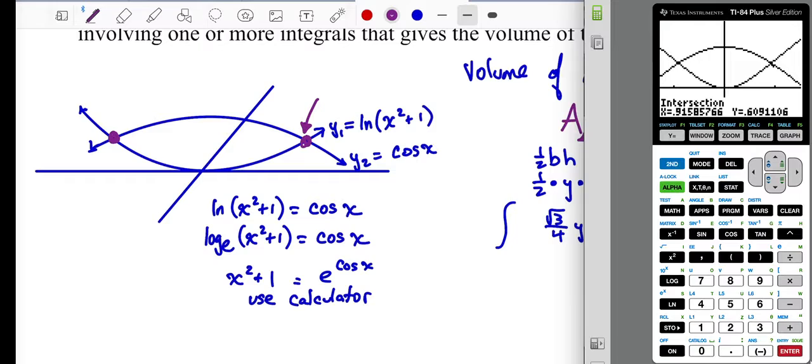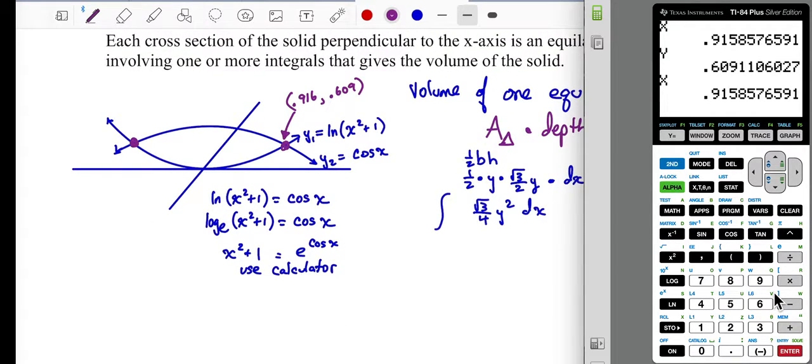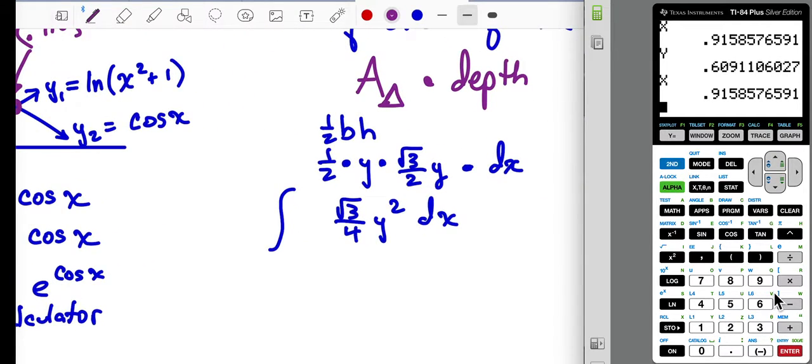All right. So 0.916 approximately, and 0.609. Now let me just show you something real quick. If I hit X on the home screen, it has stored the value of the intersection, and it did the same thing for Y. You could use the store function, or hit alpha store, it'll do the same thing. But we have more exact values here if we want to work with those, and I think we do. So what we're going to do here is write the approximate values, but use the more exact values in the calculator.